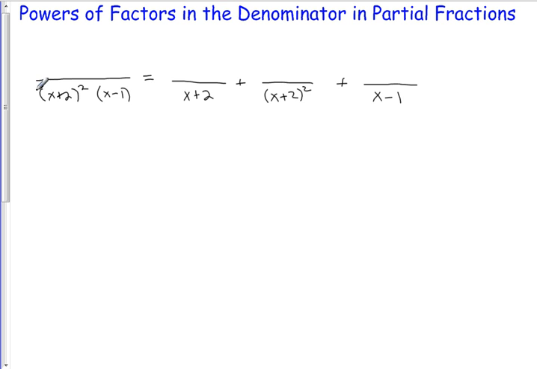Well, of course, if this is a proper fraction, so this is a cubic in the denominator, so some sort of second degree or smaller in the numerator here, making it a proper fraction. If we were to have something like this, what I would need is for this x plus 2 term, we have a constant and a constant and a constant because all of the factors are linear.